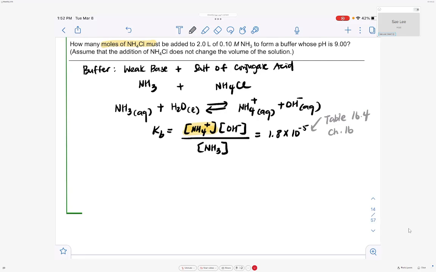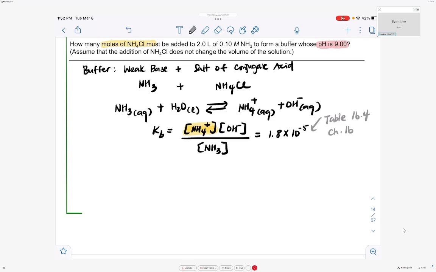Since we are given the pH information, we can easily find the pOH. And therefore, from pOH, we can find the concentration of the hydroxide.